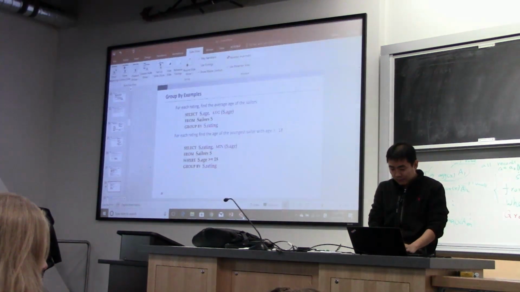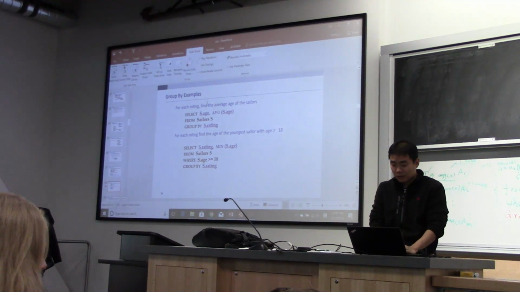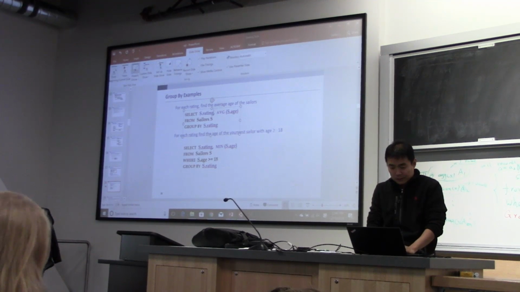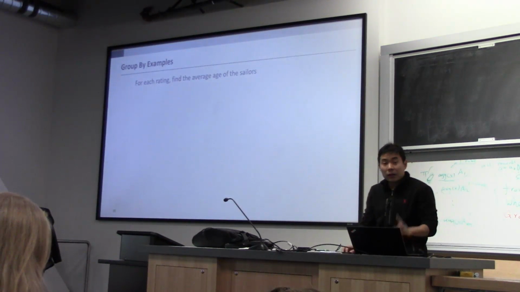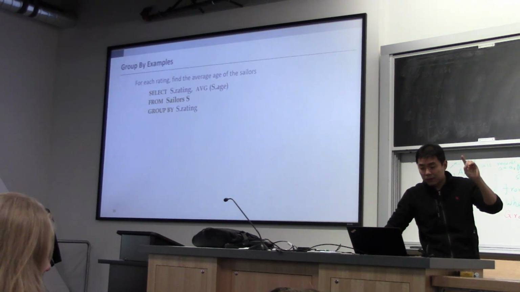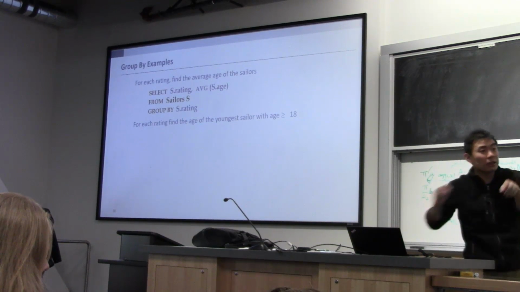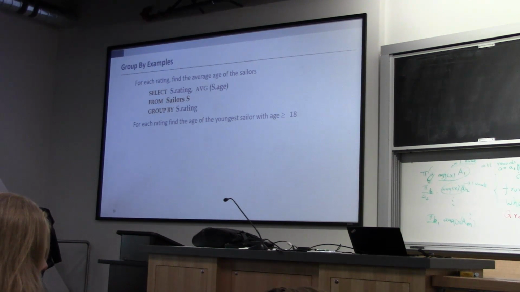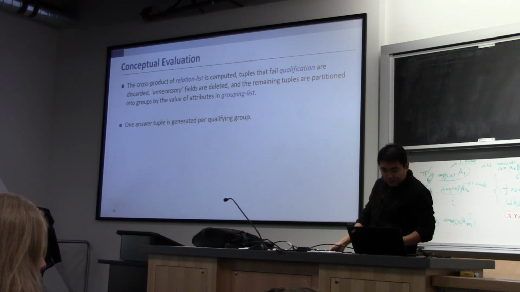I think I will take this offline. If you are still confused, you can talk to me about it. The reason you cannot project out age is exactly the same reason why you cannot execute that query over the entire table. The entire table is viewed as one single big group. All right, let's move on from here.